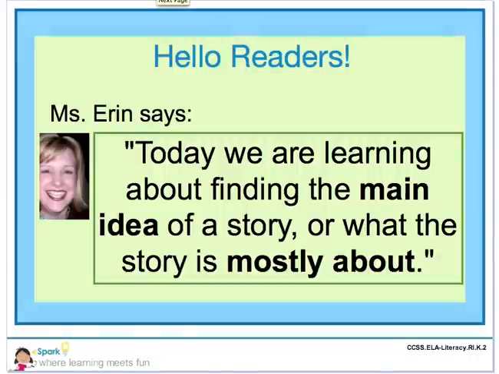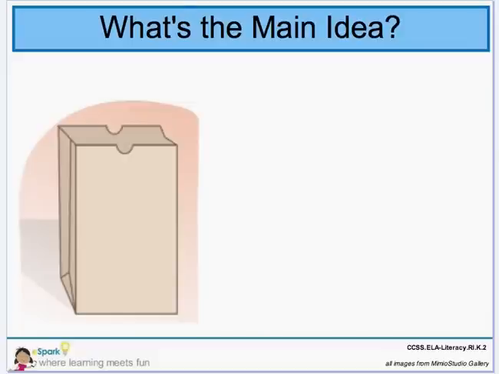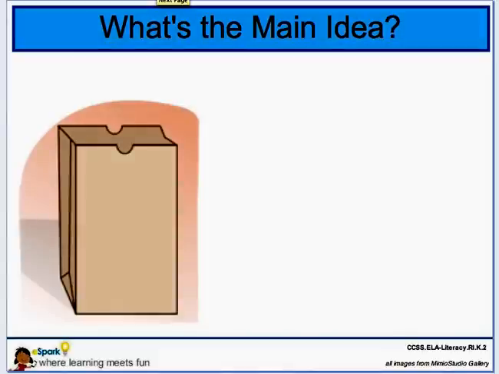Today we are learning about finding the main idea of a story, or what the story is mostly about. So I have this bag and I have some things in this bag, and I'm going to take them out, and I want you to look at the things that I have in the bag and see if you can come up with what these pictures are mostly about. Let's see if we can find the main idea of these pictures. Are you ready?